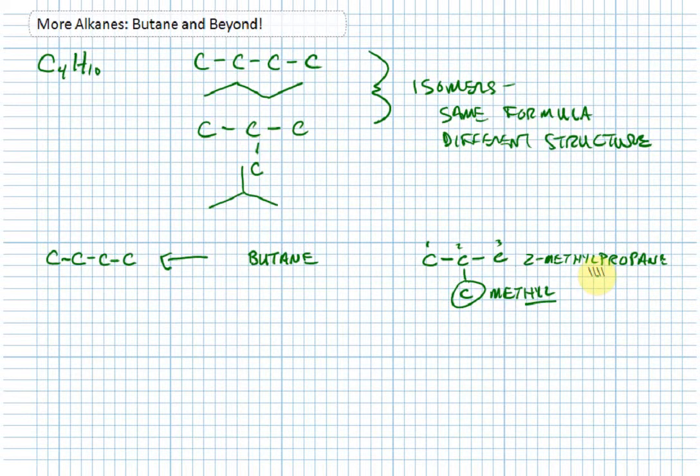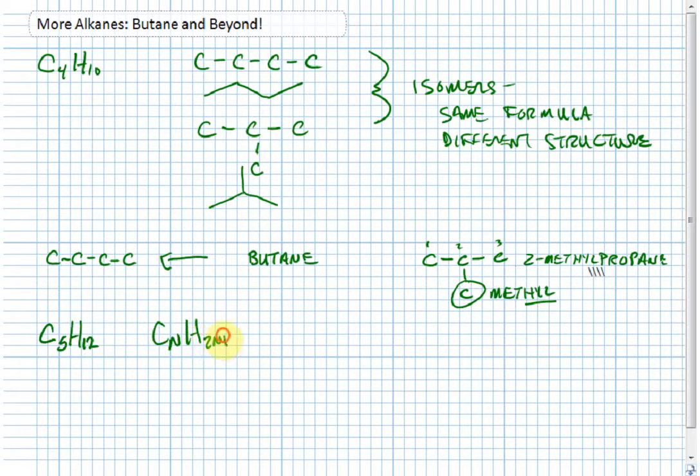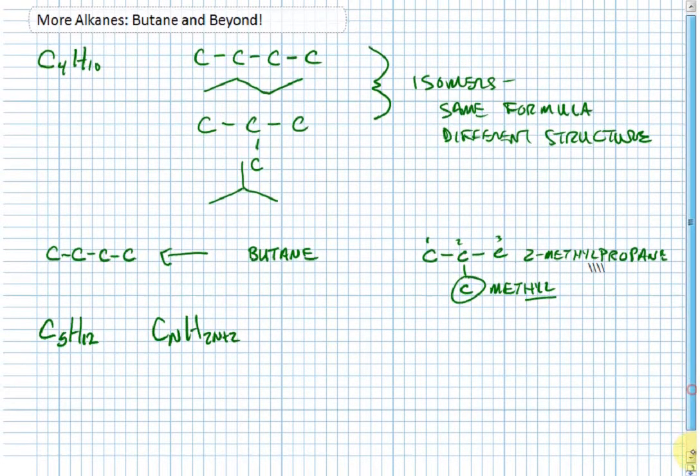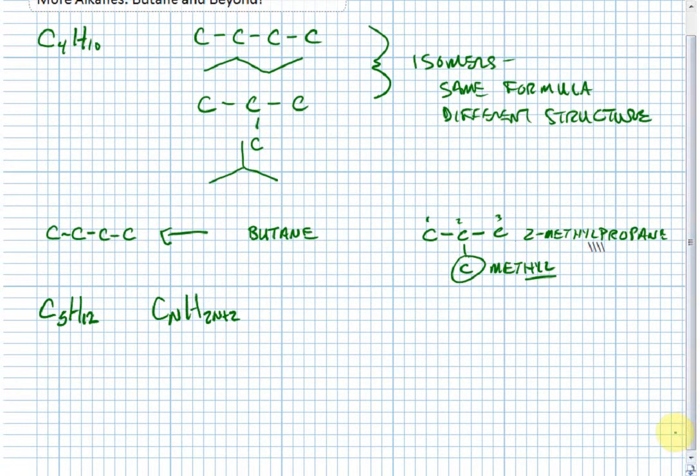Okay, let's move up to C5H12, the next highest alkane. Again, alkanes fit the formula CnH2n+2. It's a really handy relationship to memorize. The relationship between carbon and the maximum number of hydrogen atoms. So if we go to C5H12, the first structure we're going to draw is the one where all 5 carbons are in a straight line. 1, 2, 3, 4, 5.